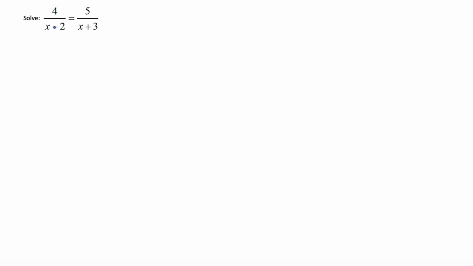Alright, so I want to solve this rational equation. We have 4 over x minus 2 equals 5 over x plus 3. Now there's a variety of ways to solve rational equations, but in this case we notice there's one fraction on the left and one fraction on the right. So in this case we can just cross multiply.